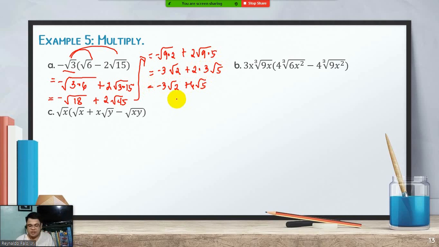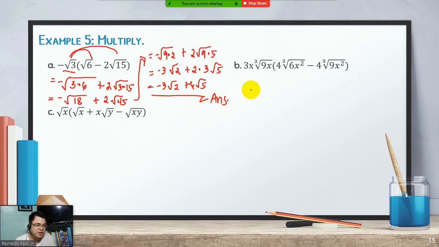Negative 3 square root of 2, 2 times 3 is 6 square root of 5. So as you can see, they are dissimilar radicals. Therefore, we cannot simplify them any further. That's why this will serve as your final answer for letter A: negative 3 square root of 2 plus 6 square root of 5.